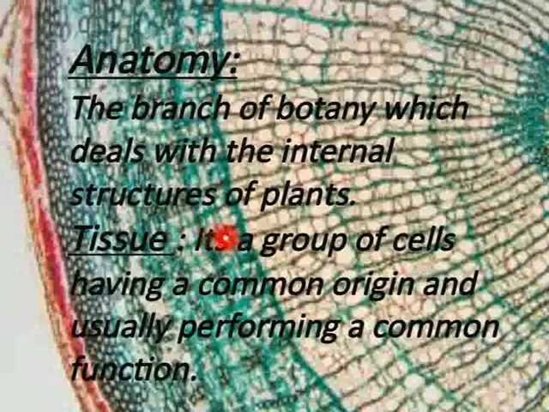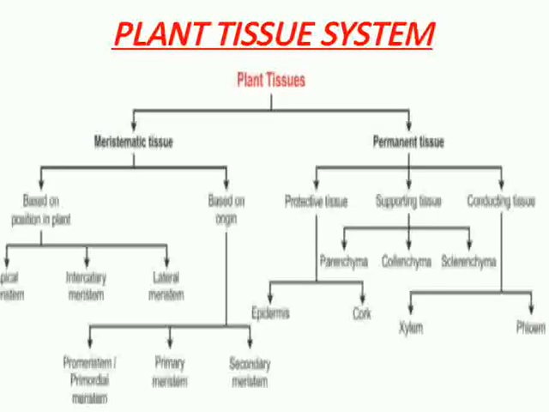As I told you, a tissue is a group of cells having a common origin and usually performing a common function. There are various types of tissues in the plants, and let me introduce some basic plant tissues. As you can see in this table, the plant tissues are broadly classified into meristematic tissues and permanent tissues. Meristematic tissues are the tissues which have the power of division, that is, they can divide and add to the number of cells.